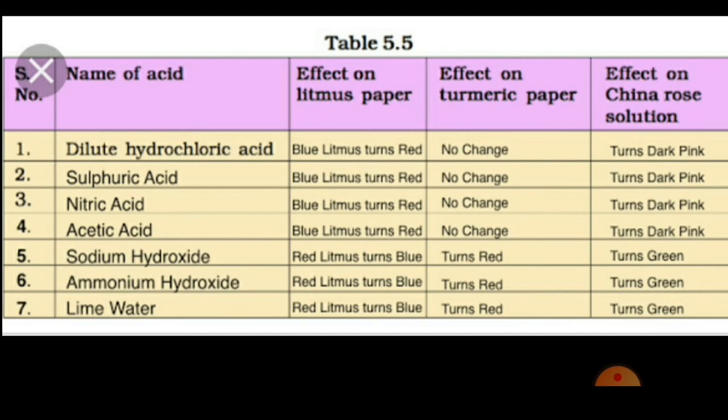Then the next samples are sodium hydroxide, ammonium hydroxide and lime water. In these solutions, the red litmus turns blue and the blue remains blue. In case of turmeric paper, the color changes to red. And in case of China rose solution, it turns green, which indicates these solutions are basic in nature. Here we completed the table 5.5 observations.